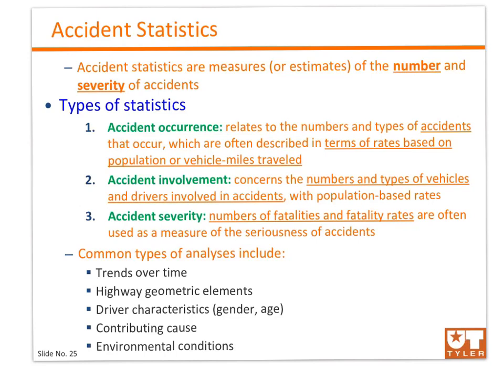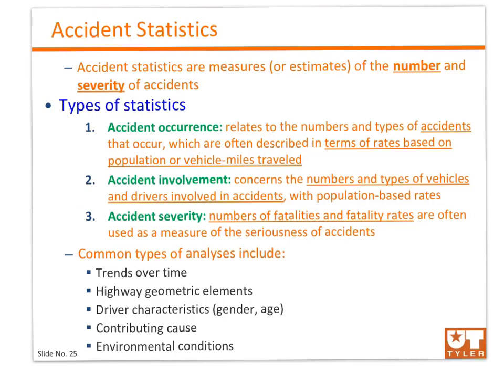Speaking of statistics, there are three types of statistics that cover accident studies. The first one is accident occurrence. Accident occurrence relates to the numbers as well as the types of accidents that occur, often described in terms of rates based on population, or based on vehicle miles traveled. That's the accident occurrence statistics. Accident involvement statistics are concerned with the number and types of vehicles and drivers involved in accidents, with population-based rates.